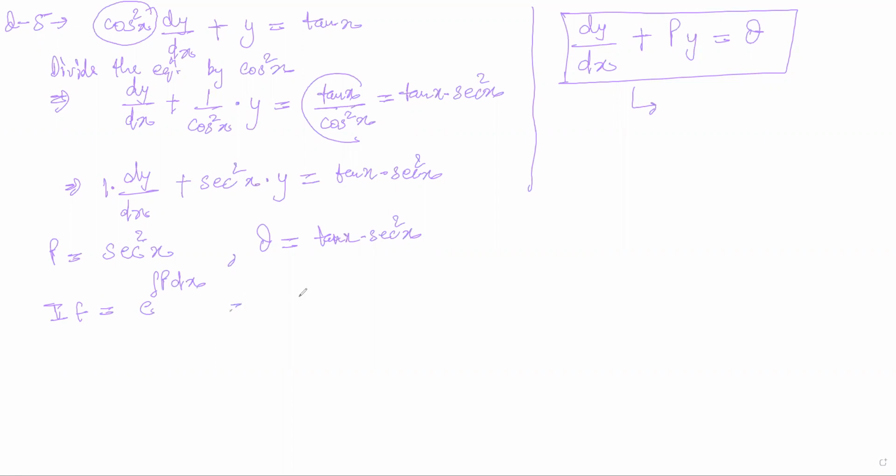Now this becomes e to the power, the value of p is sec square x, so this becomes integration of sec square x dx. What is the integration of sec square x dx? This is a direct formula. E raised to tan x. Correct. You've got tan x. So the integrating factor is e to the power tan x, right?